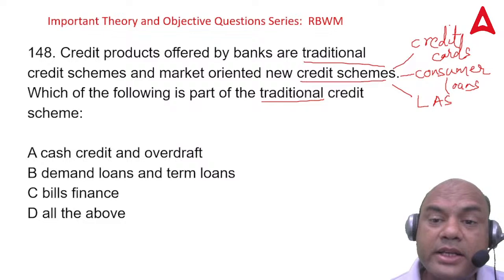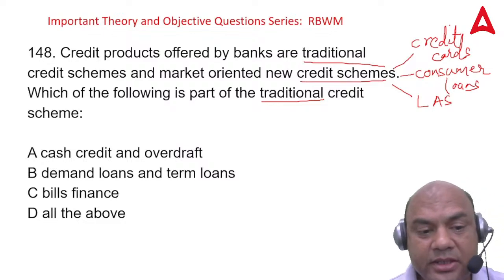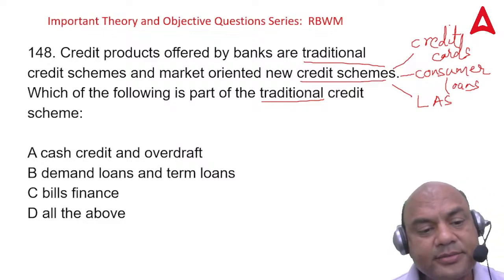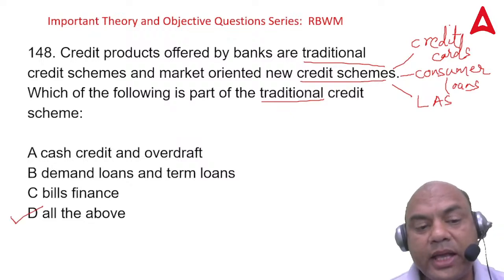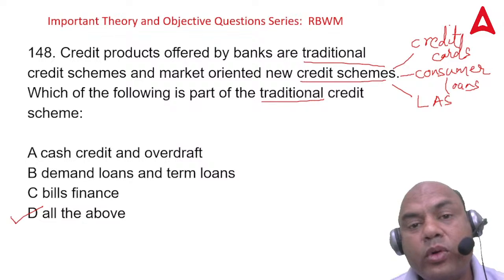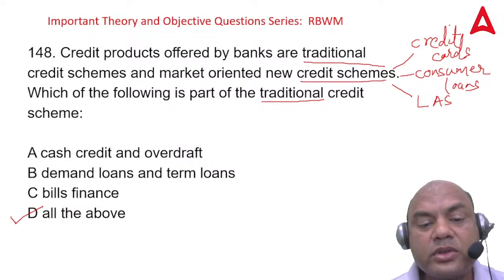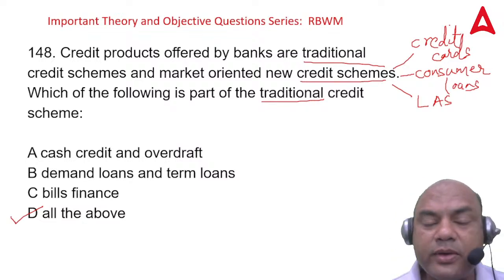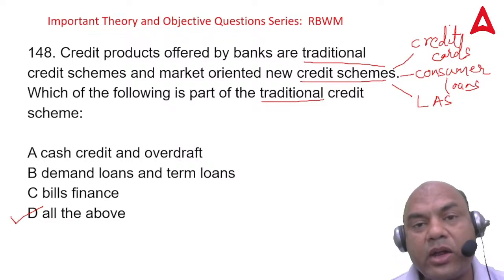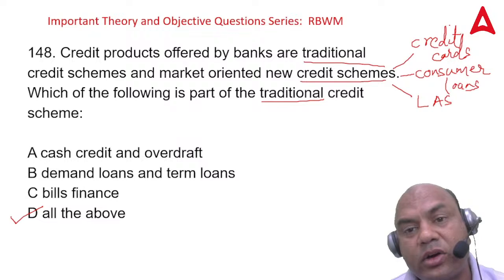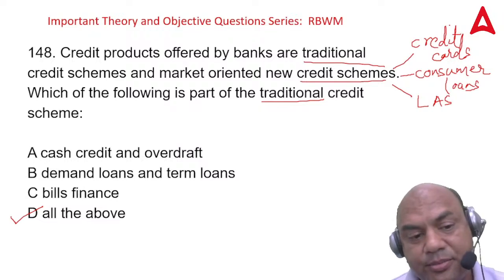But what is the traditional then? What is the answer? Let me see in the comment section. The answer is D, all of the above. Cash credit and OD, it is the old system. Demand loans and term loans, old. Bill finance, old. These have been carried out since the 1900s or whenever the bank started.